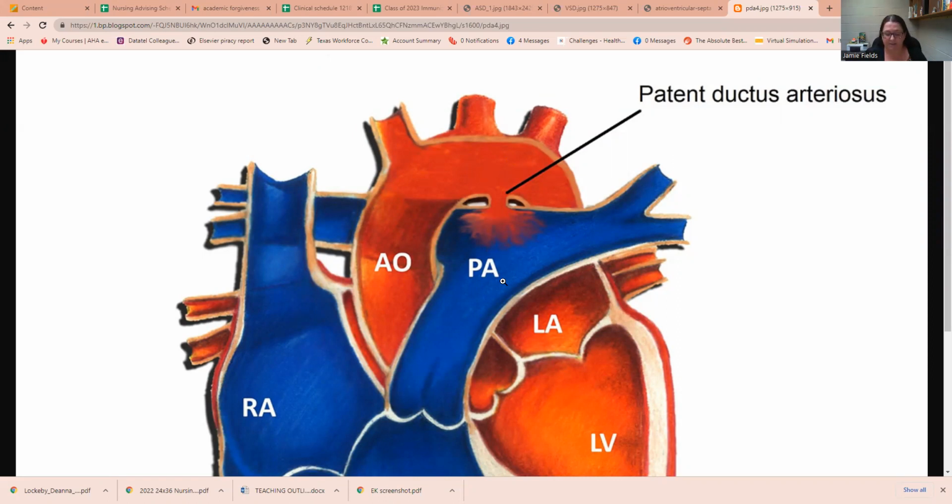This can be asymptomatic. If they have symptoms, they're going to have heart failure symptoms. Have you seen the pattern yet? If we send too much blood to the lungs, we have heart failure. Okay. So they can be asymptomatic or have heart failure. If you listen to this, you're going to hear a murmur that sounds like a machine. It's called a machinery-like murmur. They may have widened pulse pressure, which means a bigger gap between the systolic and diastolic blood pressure. They may have bounding pulses.